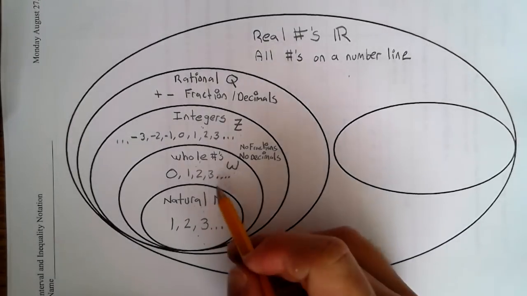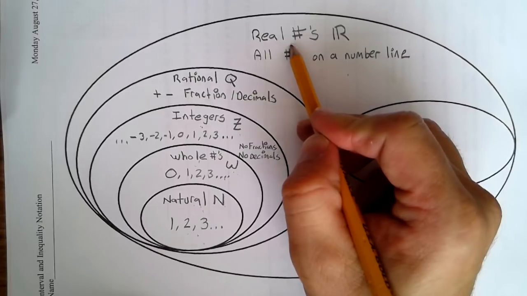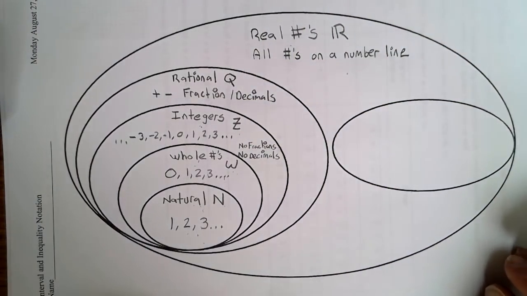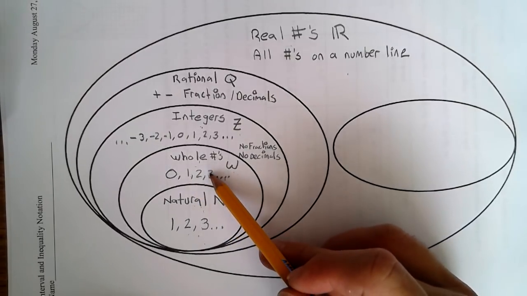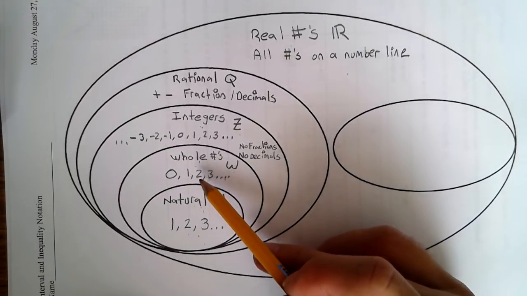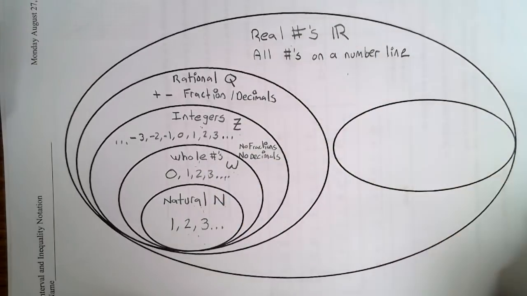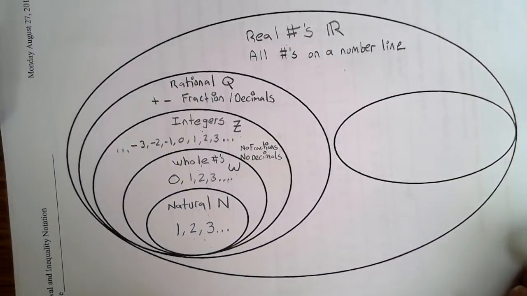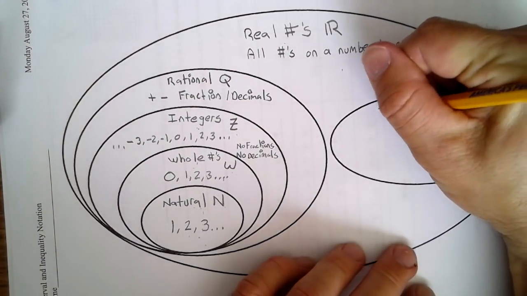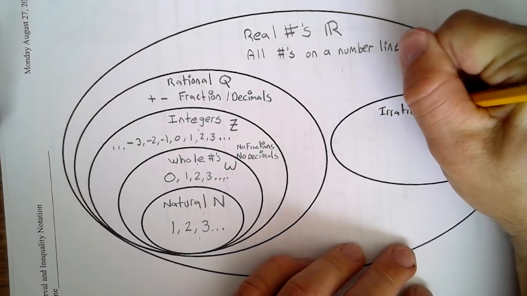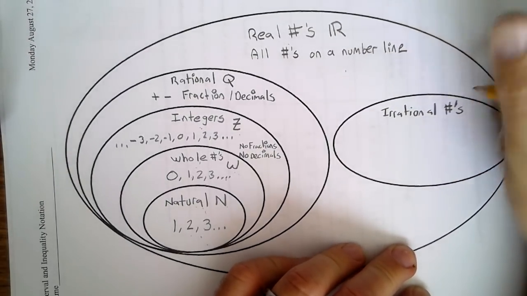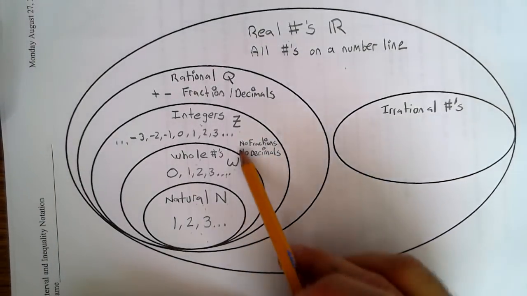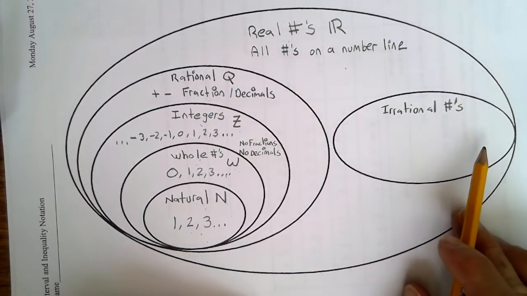Now, these are subsets of the set of real numbers. And these are items within, or you could say elements within, the set. All right, now, also included in the real numbers is irrational numbers. They're still real numbers, but they are not included in any of these subsets.